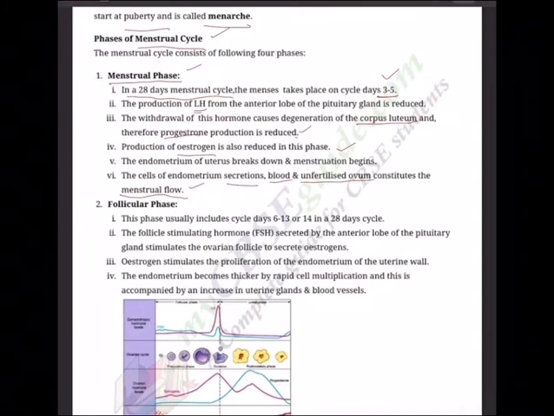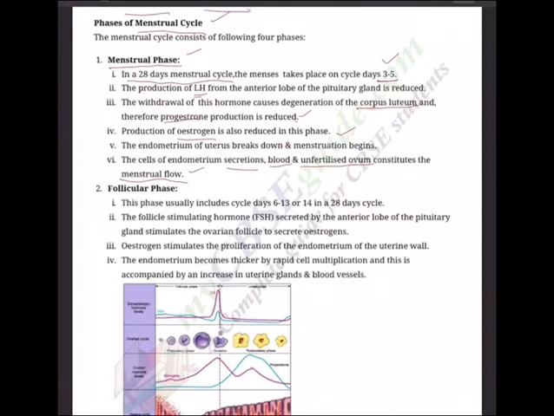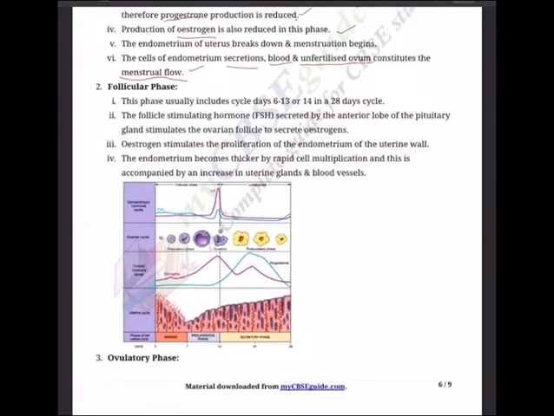And then, once the unfertilized ovum comes off, next is the follicular phase. This phase usually includes cycle days 6 to 13 or 14 in a 28 day cycle, because remember that the menstrual phase is days 3 to 5. What happens during this time? The FSH, there we said LH, here it is FSH, follicle stimulating hormone. As the name suggests, it stimulates the formation of follicles. Like we said, the primary follicle, secondary follicle, tertiary follicle, the Graafian follicle, all this.